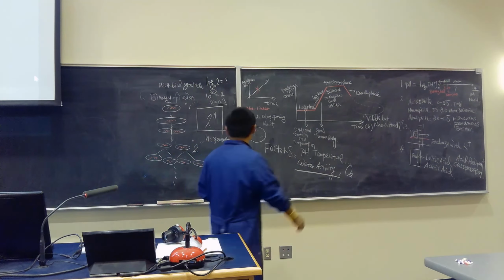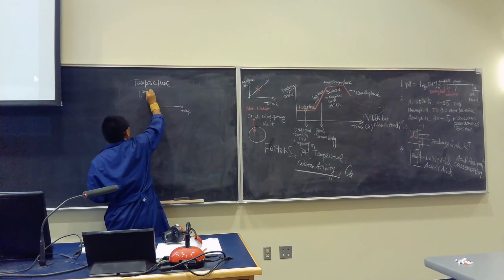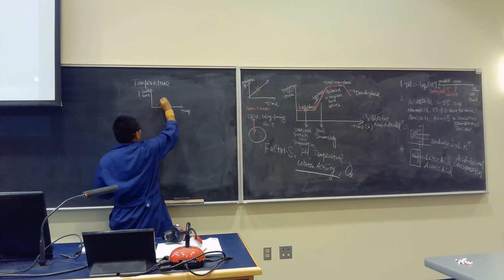This is temperature, okay? This is growth rate. It always looks like this. Somewhere here is a minimal temperature. A little bit higher temperature will reach maximum and always have something that is optimal for bacterial growth. We call this optimal temperature.